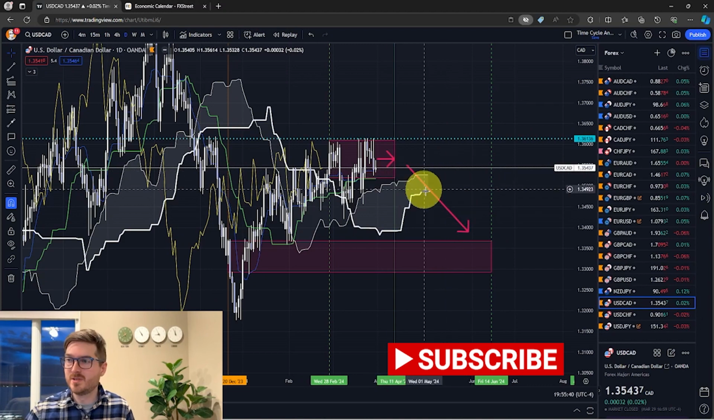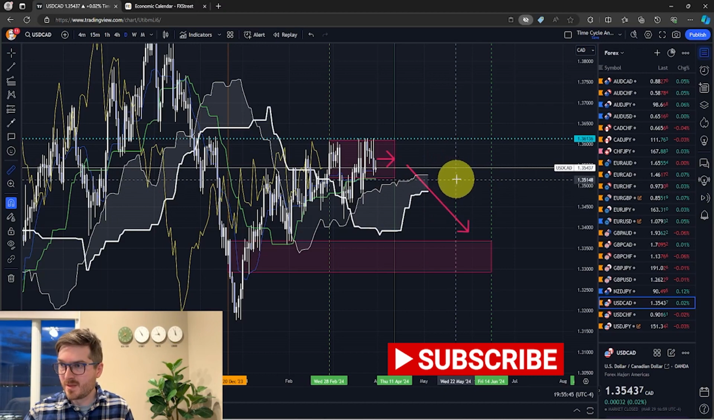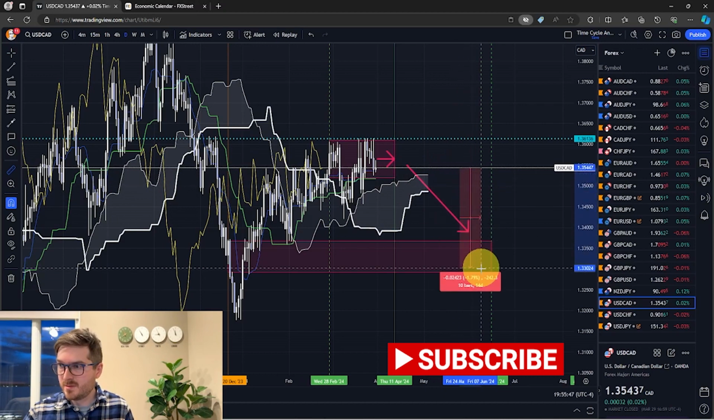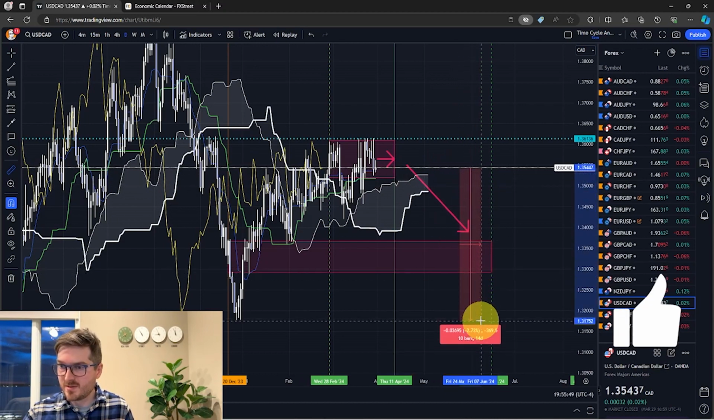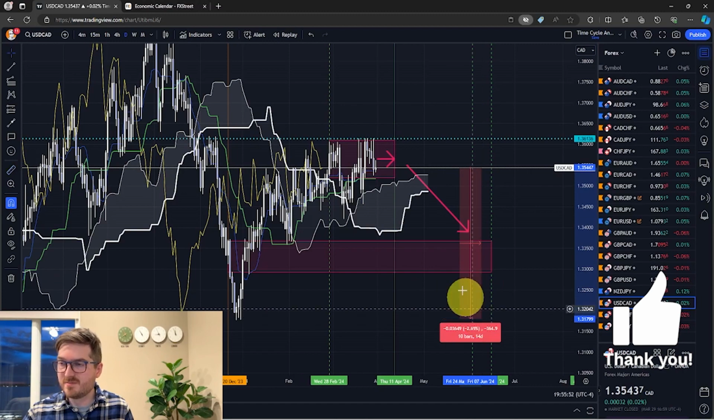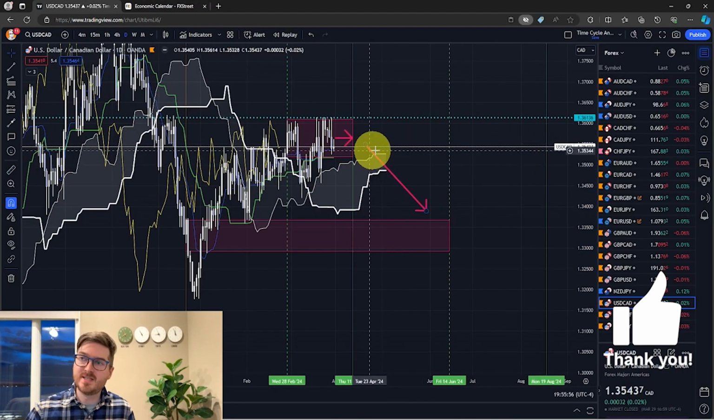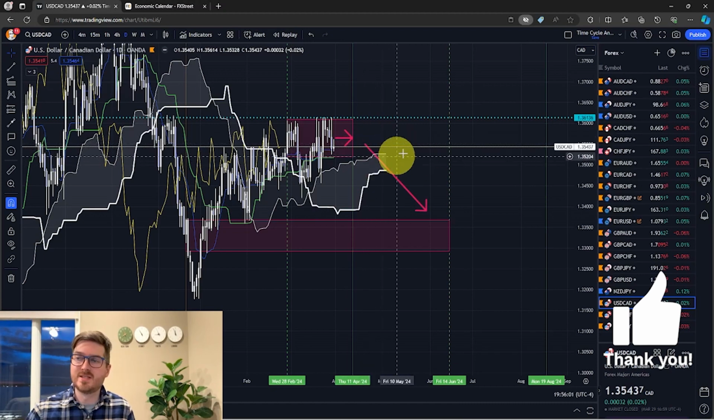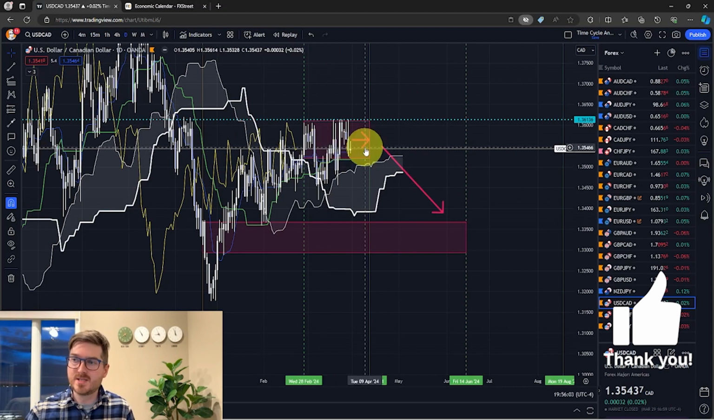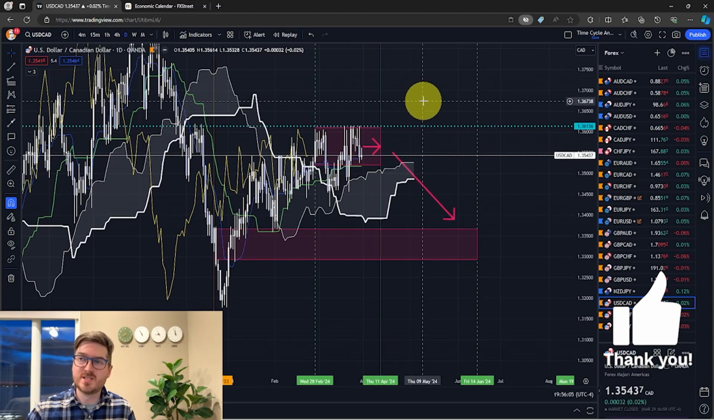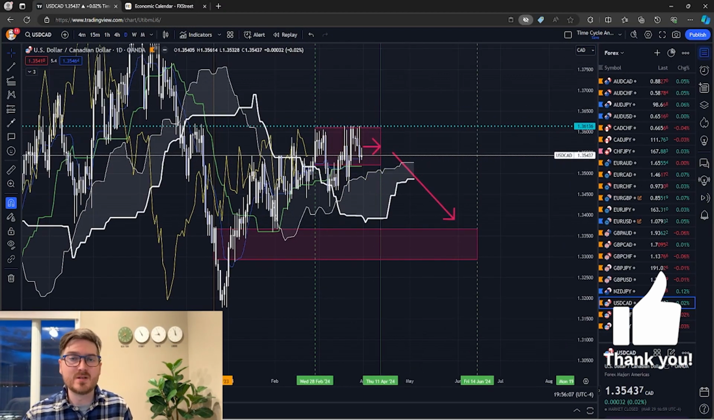But if we do break down to these lower levels, from here down to here, we got 364 pips. So we got a lot of room, but we're nowhere close to getting any bearish trend yet indicated here on the daily time frame. So this is just consolidating, and we're going to need to just be careful with this pair, and I'm not going to be trading this one this week.